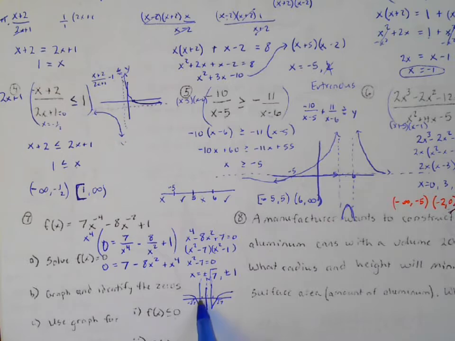So less than or equal to 0 would be this part right here. So between negative square root of 7 and negative 1, and it's or equal to. And also here, between 1 and the square root of 7.